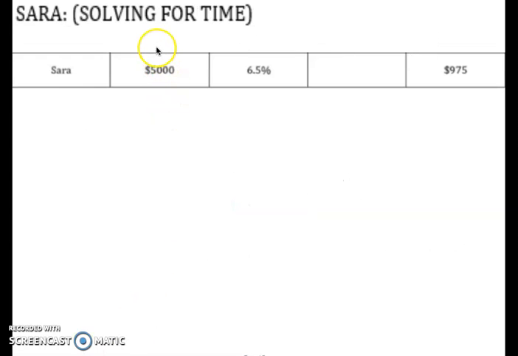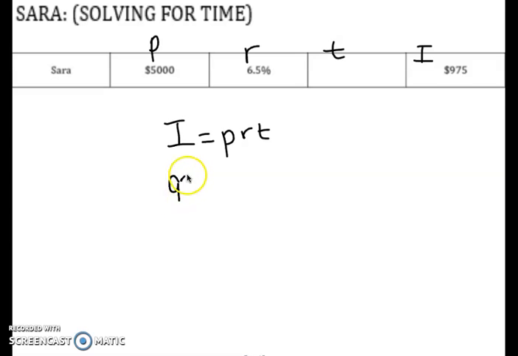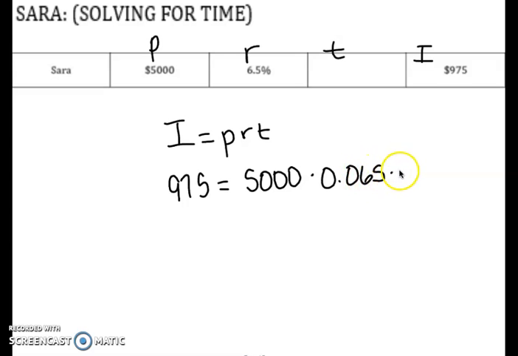The last example, we're going to solve for time. So Sarah, we still use the formula I equals PRT. Sarah had $5,000 in the bank. Her rate was 6.5%. We don't know the time, but we know she earned $975 simple interest. So we sub in our numbers to the formula. $975 was the interest. $5,000 was the money she put in the bank. We make 6.5% a decimal, and we don't know the time, so we let that be t.